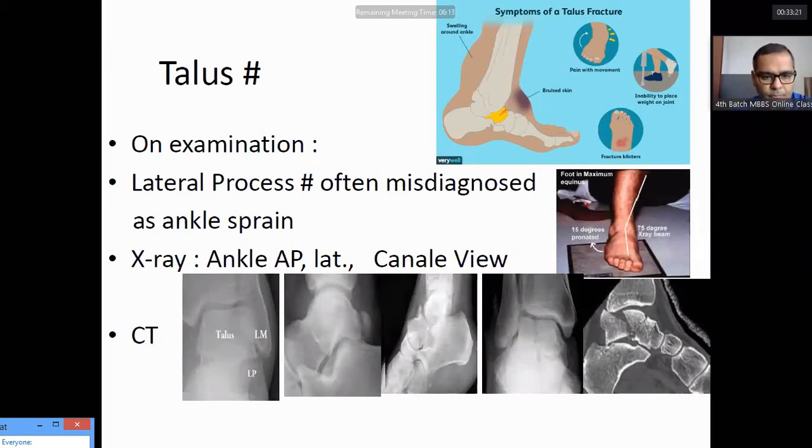In this X-ray, we can see the lateral process fracture. This is the fracture of the os trigonum. This is the lateral view. There is a fracture of the head, or more or less the proximal part of the neck. This is the neck junction. This is the sinus tarsi. This is the neck fracture. This is the fracture of the body of the talus. This is a highly comminuted, high velocity injury of the body.